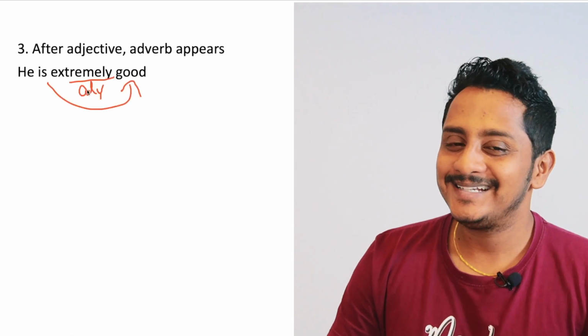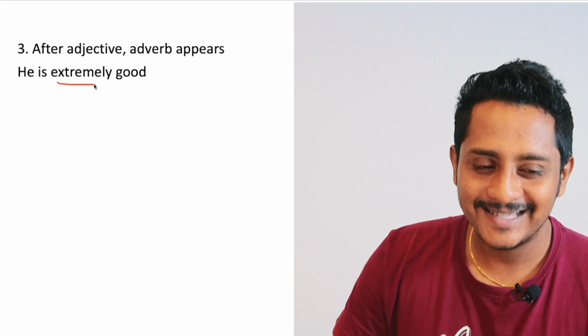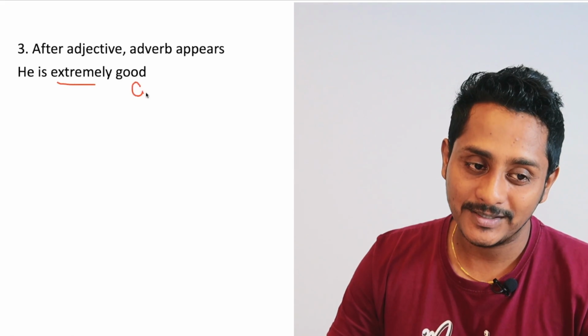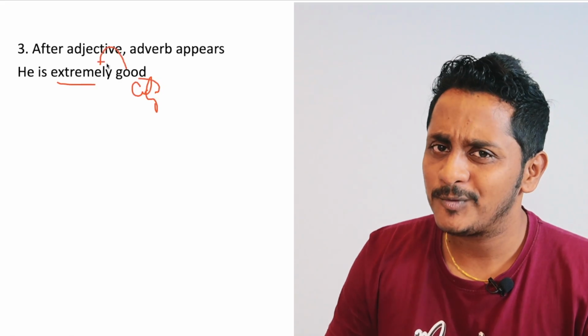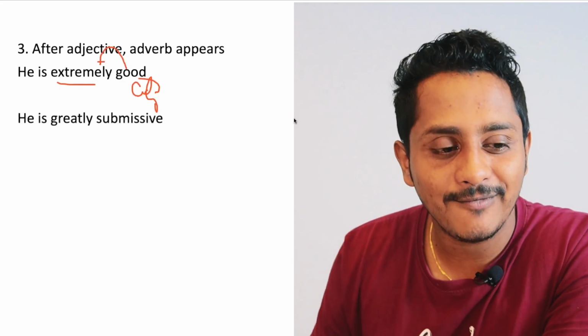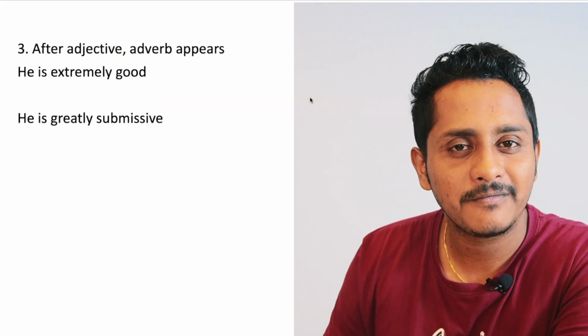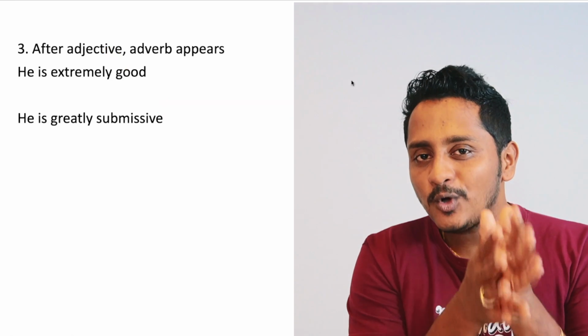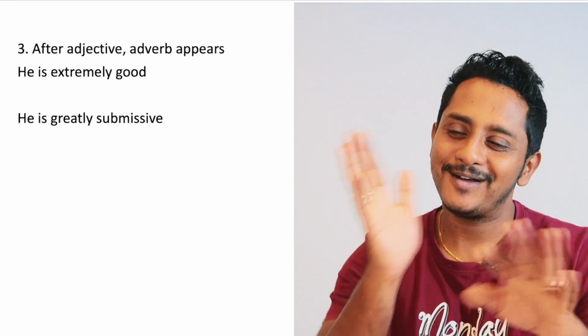Let's say this is a blank in the exam. He is good is there. Before the adjective there is a blank. You decided, oh, this is adjective. Then before that adverb has to come. Oh, it should end in ly. You only go to that option which ends in ly. Second one, he is greatly submissive. So like this, greatly, excellently, but the idea is you should know adverb has to come.